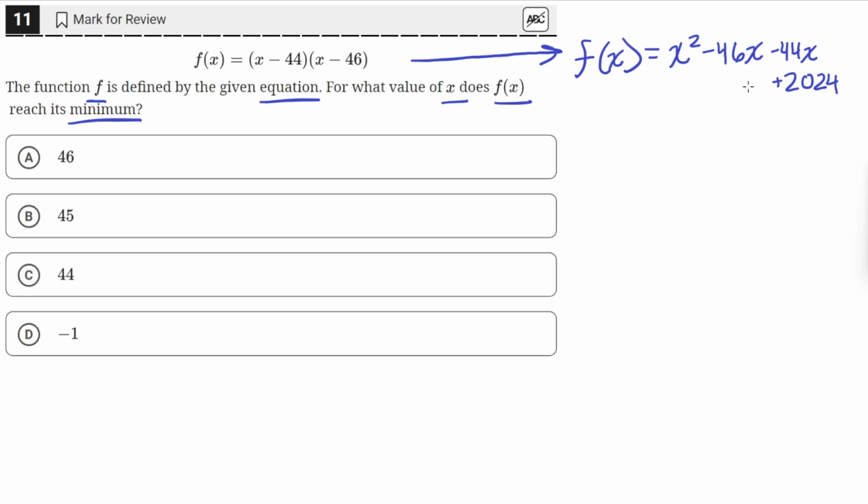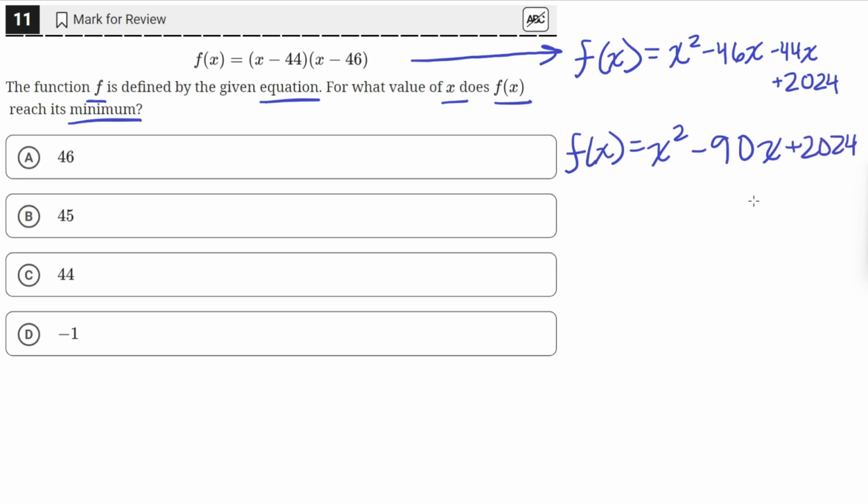So we have this function here. We can simplify it a little by adding the like terms. So we'll just have negative 46 plus negative 44. That's equal to negative 90x plus 2024.